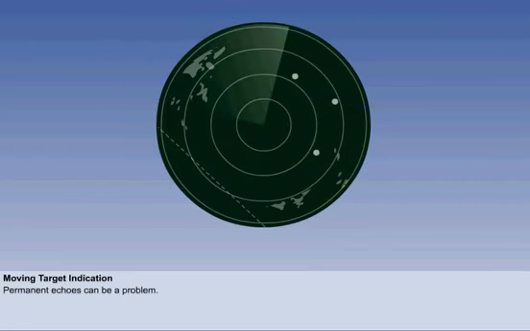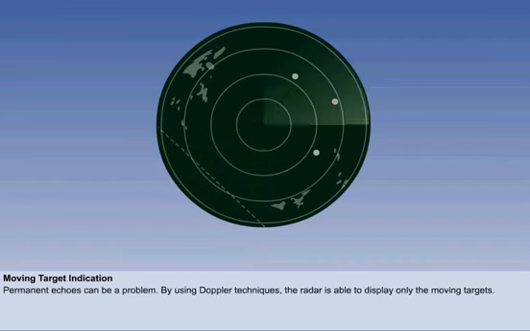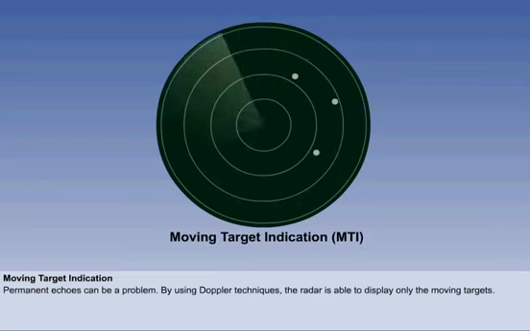Surveillance radar equipment incorporates circuitry designed to eliminate returns from stationary objects, such as hills or buildings, which would give returns that would mask the weaker returns from aircraft. By using Doppler techniques to erase the permanent echoes, the radar is able to display only the moving targets such as aircraft. This is known as Moving Target Indication, or MTI.